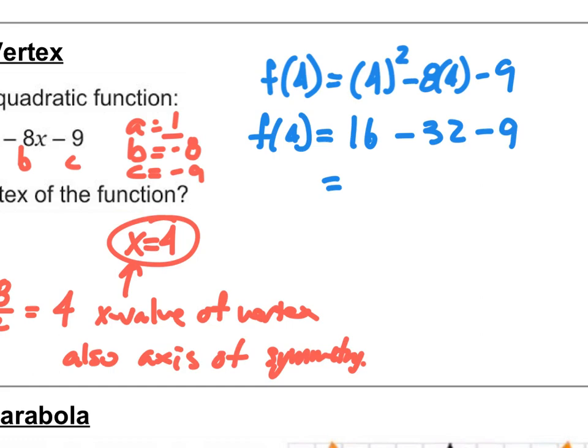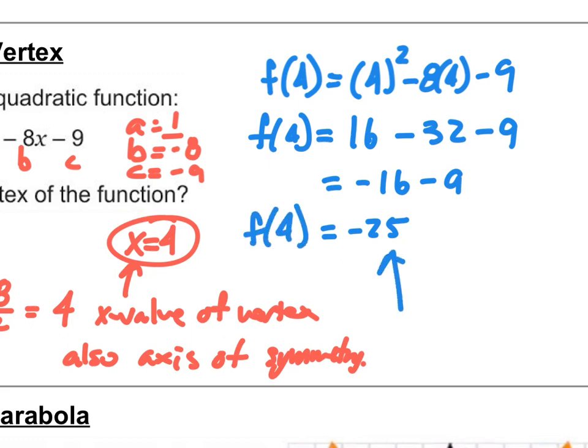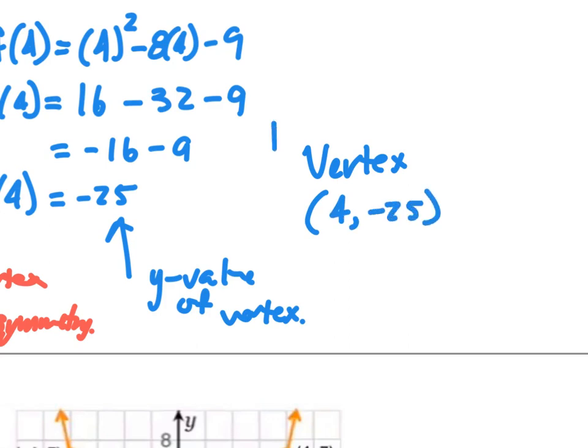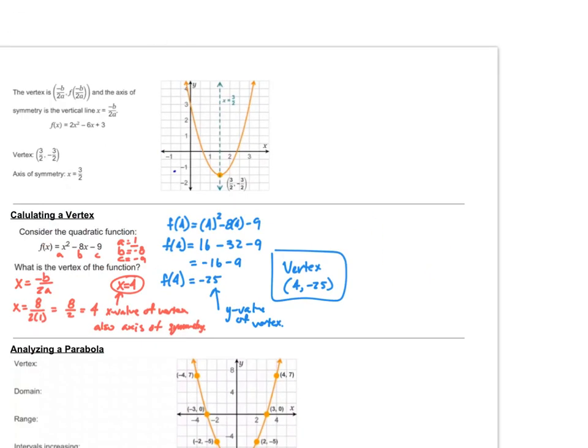16 minus 32 is negative 16. So negative 16 and then minus 9. That's going to give us negative 25, I think. Yep, negative 25. So f of 4 is equal to negative 25. So this right here is the y value of the vertex. Okay? And so then we get the point, okay, the vertex is the point 4 comma negative 25. Okay? And that's all we're doing there.